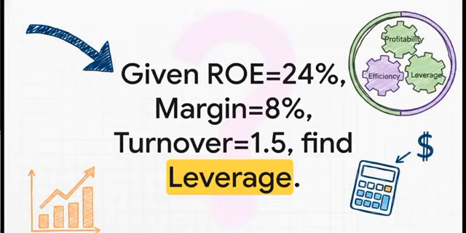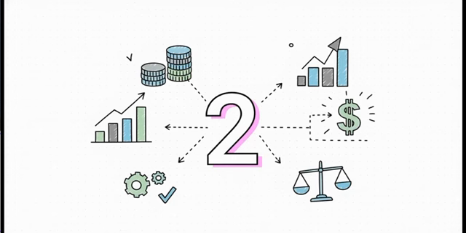Let's tackle question 3. Now, this is a total exam favorite, the reverse DuPont. You're given an ROE of 24%, a net margin of 8%, and an asset turnover of 1.5. Find the financial leverage. This is a classic numerical shortcut kind of problem. You basically just plug in what you know to find the missing driver. The financial leverage is exactly 2.